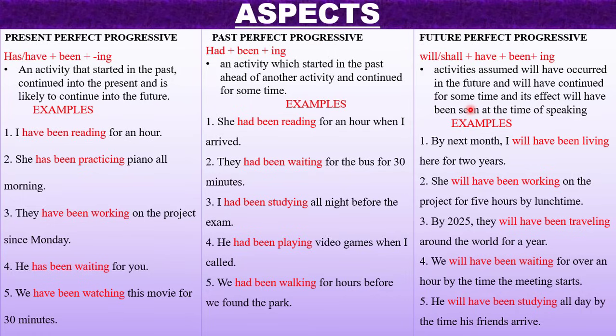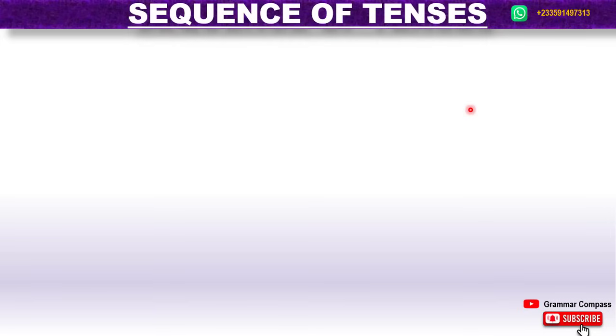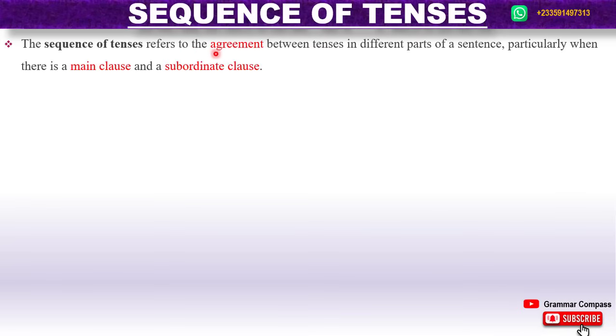This concludes the lesson on tenses and aspects. Let us look at the sequence of tenses in English. What do we mean by sequence of tenses? Here, it refers to the agreement between tenses in different parts of a sentence, particularly when there is a main clause and a subordinate clause.